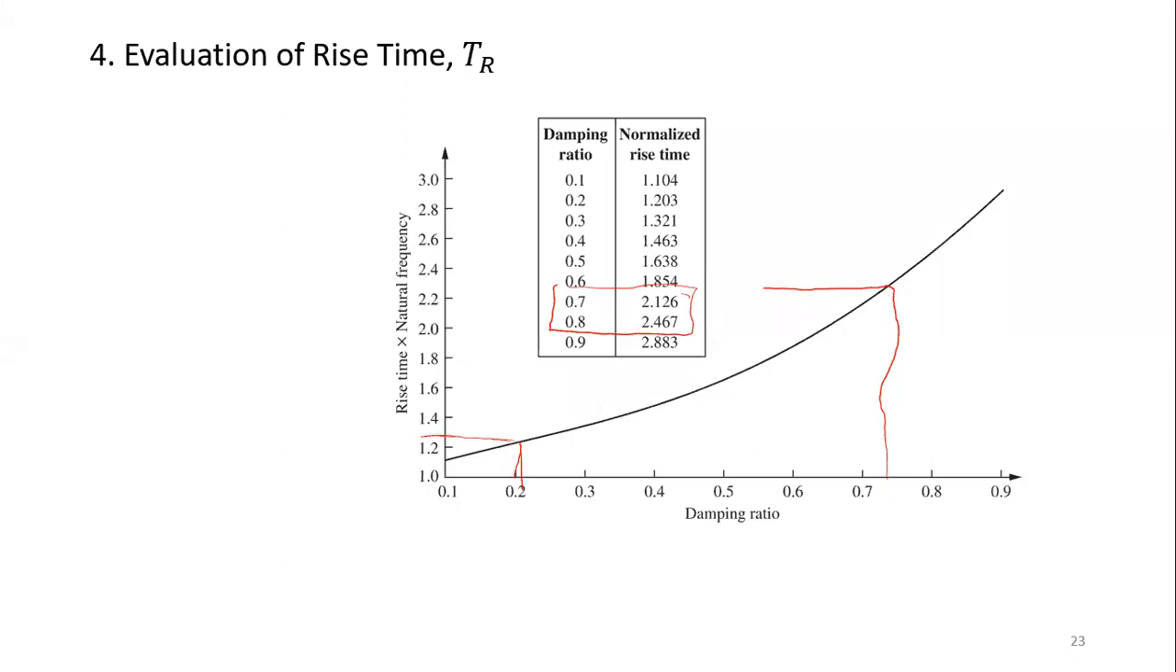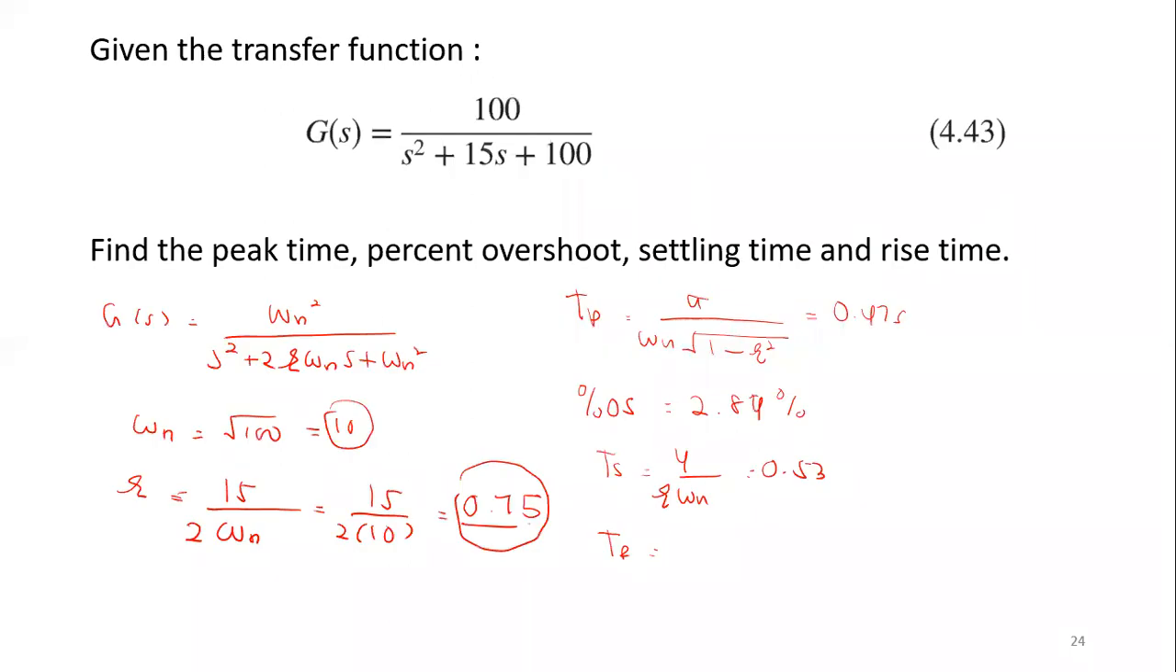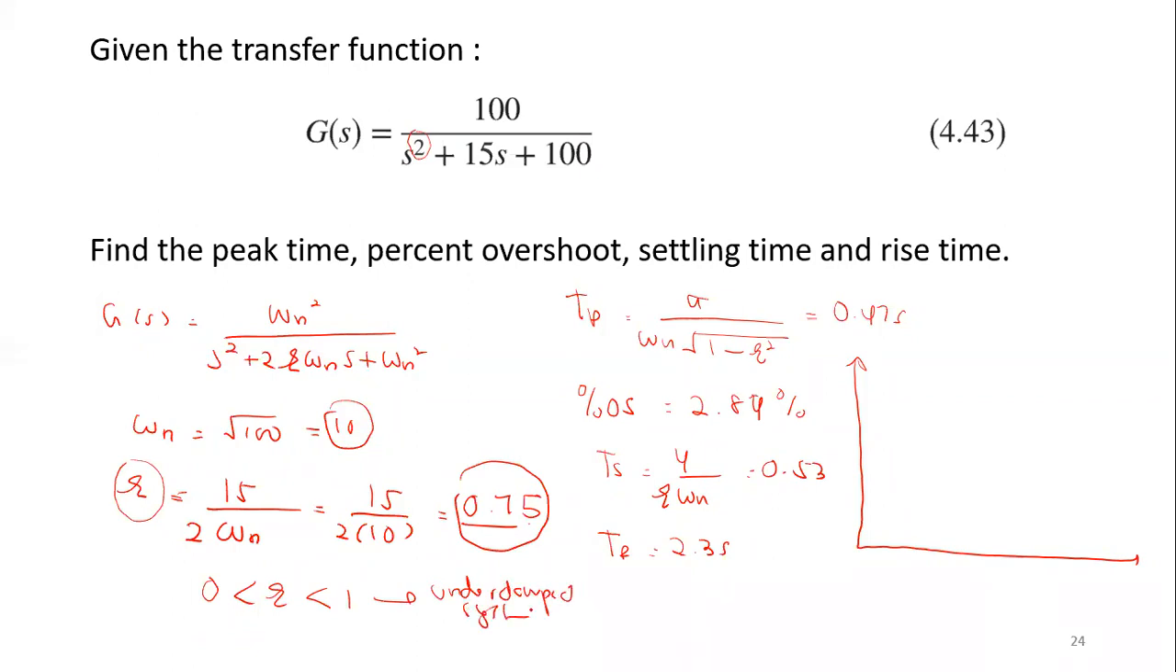So it's approximately around 2.3 seconds. Okay, so when you have all these parameters, you can expect how the response looks like. So we can sketch it here. You know that this is a second order system because of s to the power of 2, and you know that the damping ratio is 0.75. So as long as it is between 0 and 1, then you know that it is underdamped. The underdamped system will look like this.